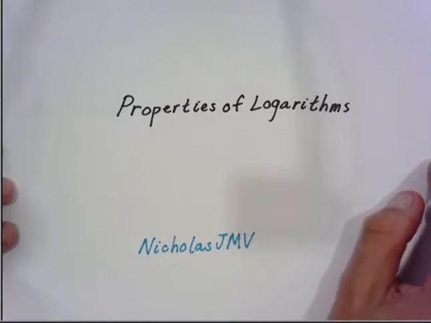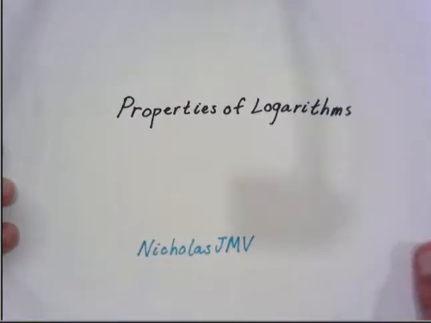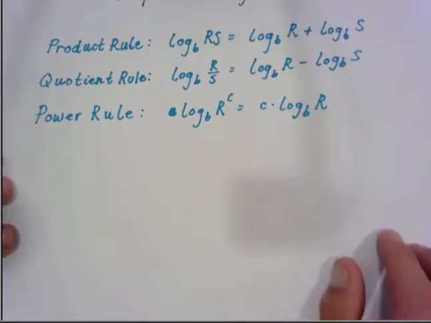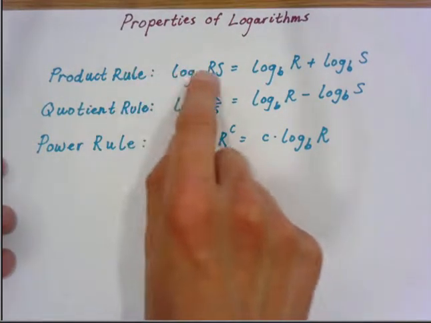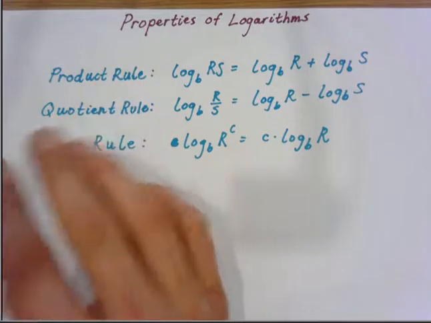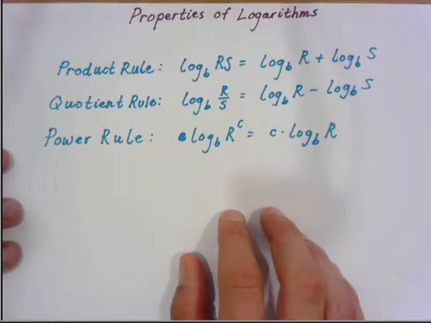We've got another example of expanding logarithms, and I want to introduce again and reflect on these major rules of logarithms, these properties. Now, there are three major rules. There are others, of course, but these are, I would say, the big three.